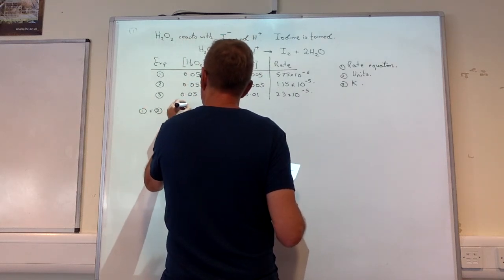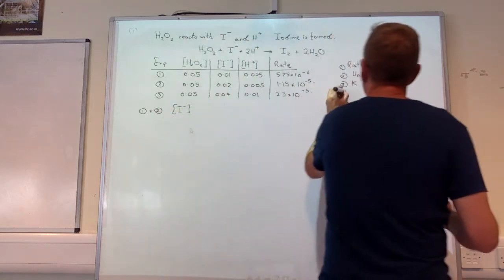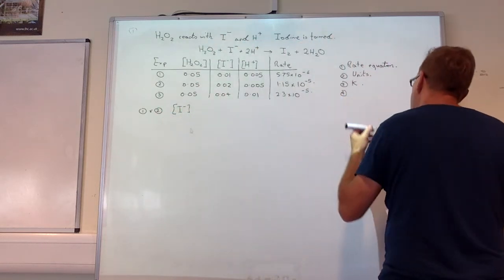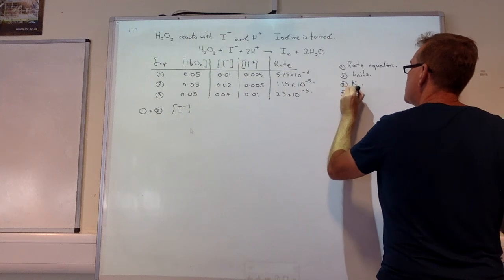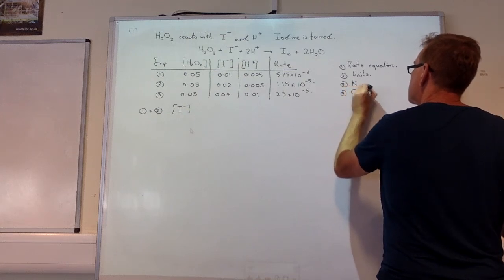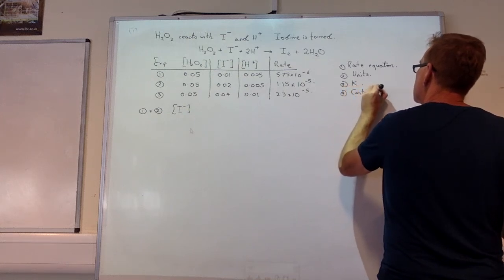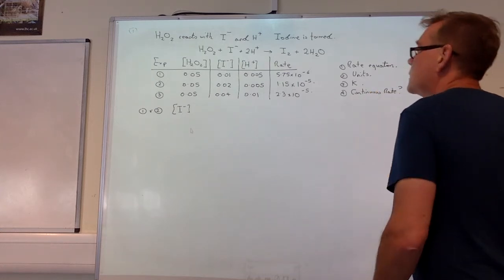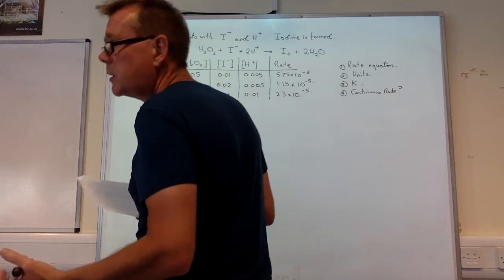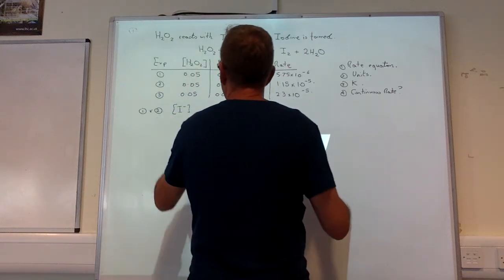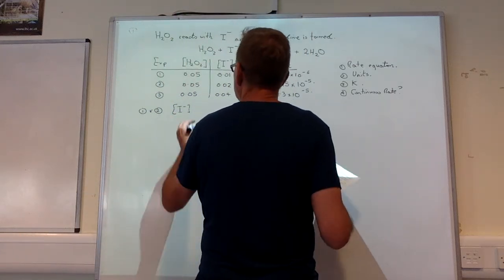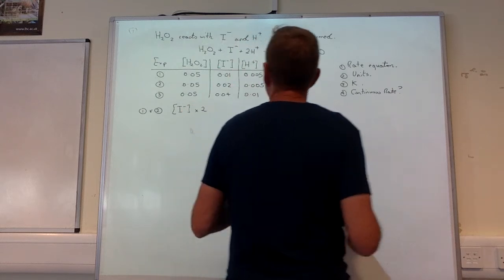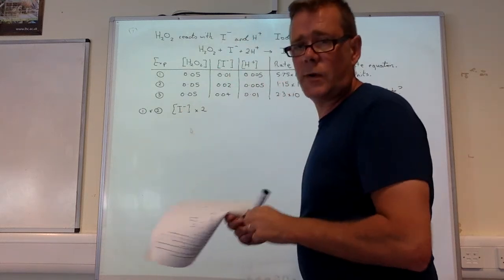Concentration of the iodide. Oh yeah, and another one, number 4. How do you get the data? How do you measure the continuous rate? How do you do that? Okay, experimental side of things. Right, it's all here in this. So iodine concentration has been doubled. What's happened to the rate? So I'm just getting it read out.